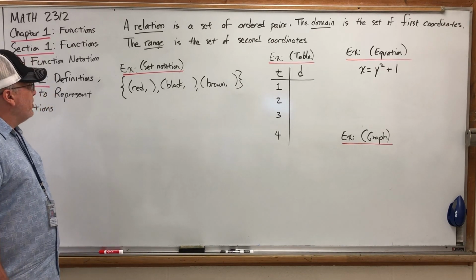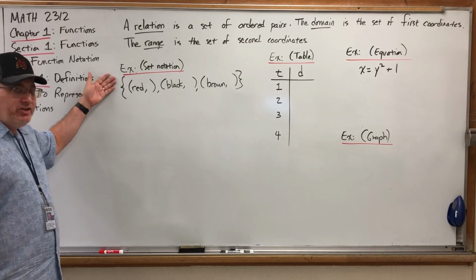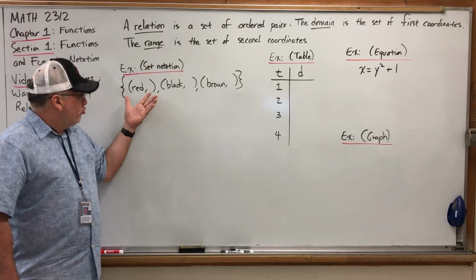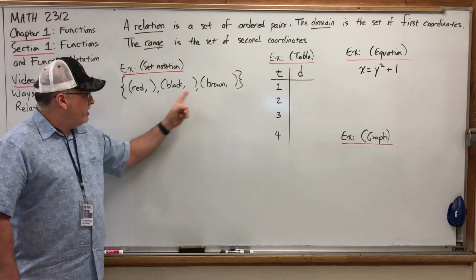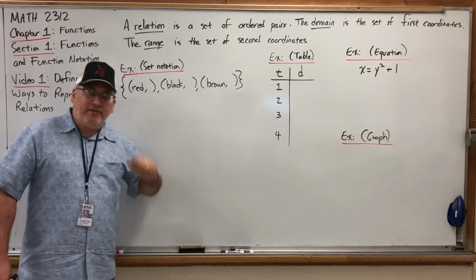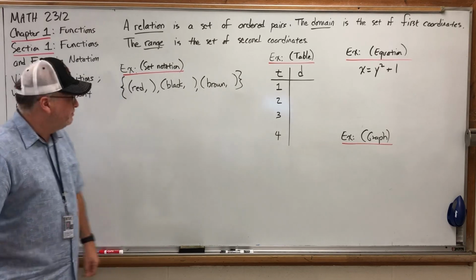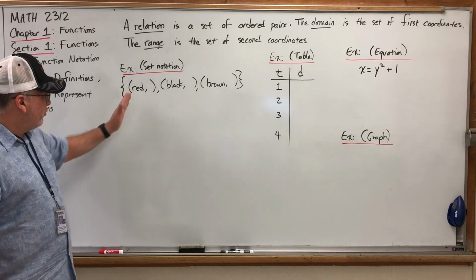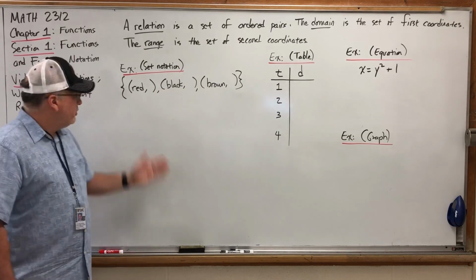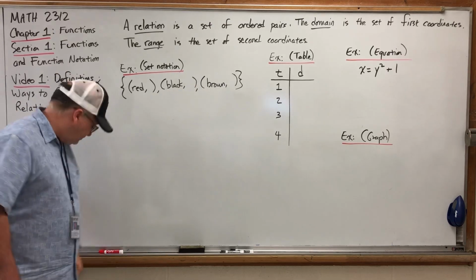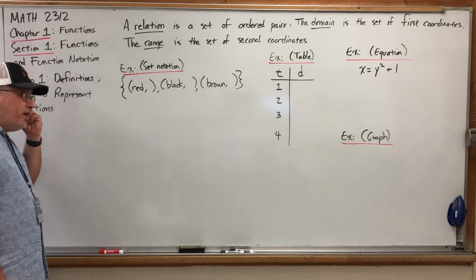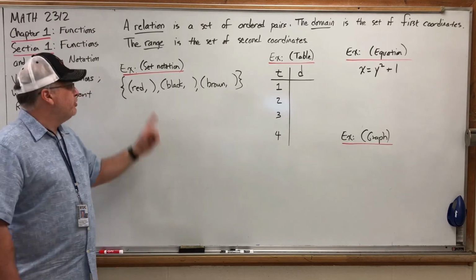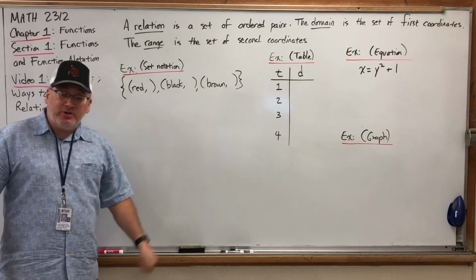Let's start with the first way to represent a relation, which is in set notation. All that means is you write your ordered pairs separated by commas inside a pair of braces, making a set out of it. Now, in this particular set, I've set up only 3 ordered pairs, and each of them starts with a color: red, black, and brown. What I pair with them is actually irrelevant. I can put anything I want to complete these pairs.